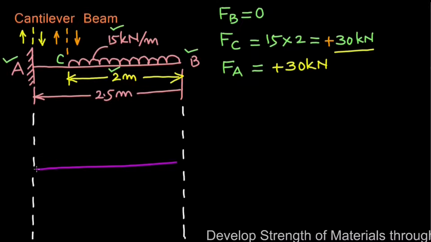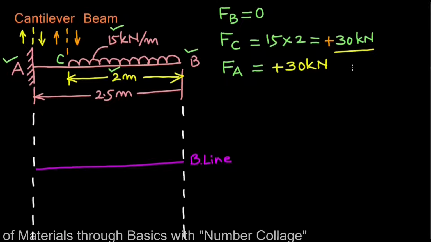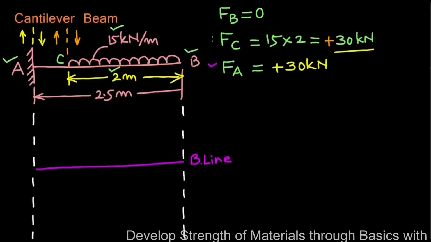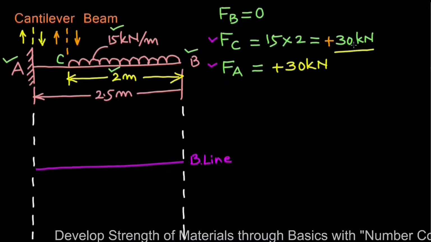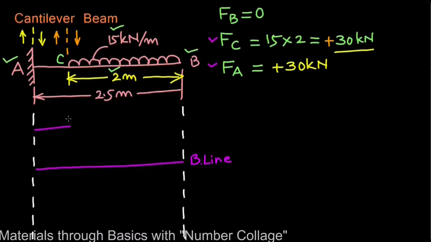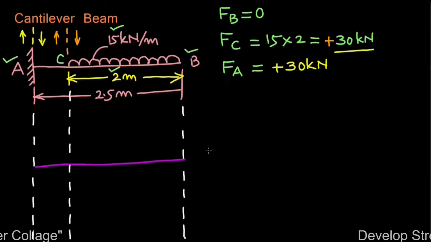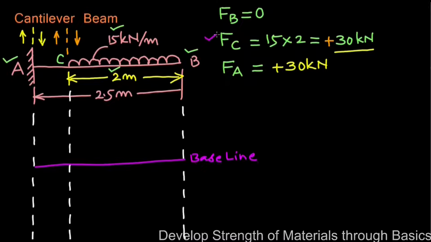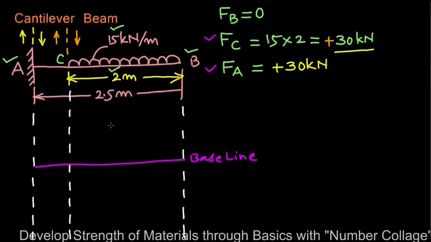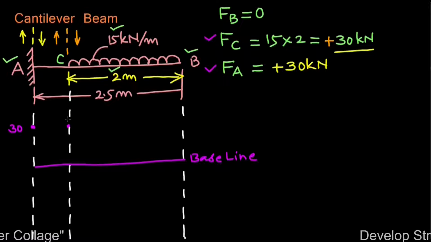We will draw the baseline for the shear force diagram. The value of shear force FA and FC is the same, which is 30 kilonewton. So we will draw a horizontal line. For the shear force diagram, we will first draw the baseline. Since the shear force values at point A and C are equal, that is 30 kilonewton, we will mark 30 at point A and at point C.